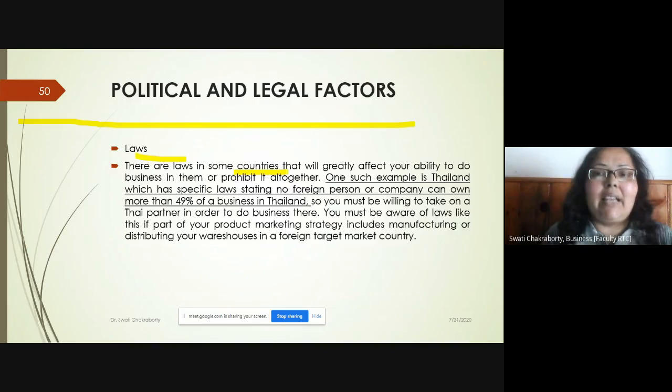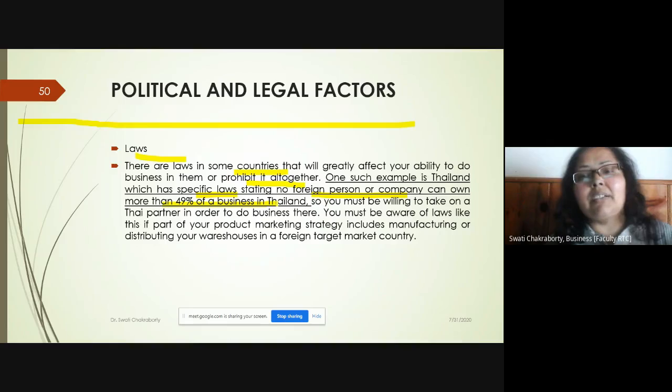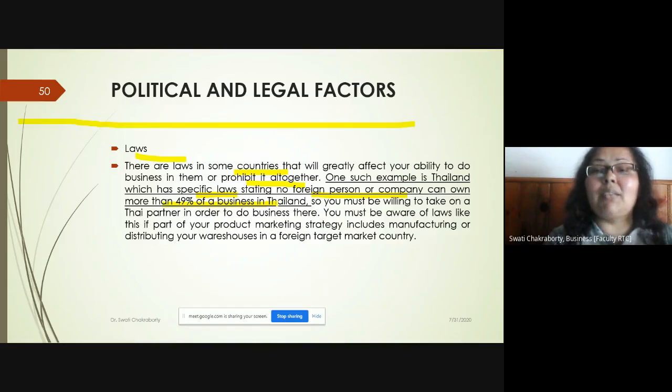Either it helps us to decide whether we can do it, or sometimes it also prevents us. A good example is Thailand, which has a specific law stating that no foreign person or company can own more than 49% of a business in Thailand. So you have to take a Thai partner when you do business here. Even in Bhutan, you cannot set up your business all by yourself. You need to have a partner, right? So you must be aware of the laws of that country.